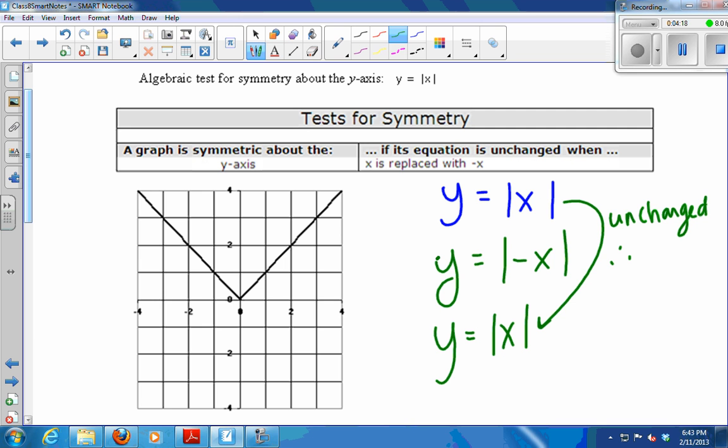Unchanged, therefore, three dots in a triangle means therefore, we have y-axis symmetry. So we replace x with negative x, get the exact same equation, so we know we have y-axis symmetry.